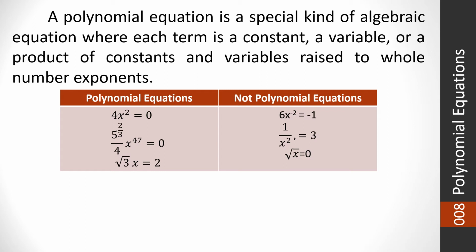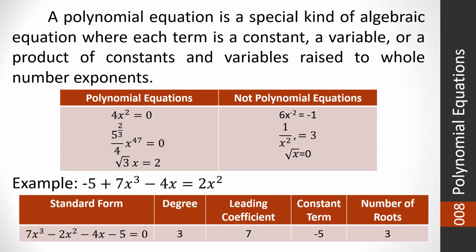Then, let us now try to dissect a polynomial equation. So, example, we have negative 5 plus 7x cubed minus 4x equals to 2x squared. So, para malaman natin yung iba't ibang parts or components na itong polynomial equation na to, we should write this one in its standard form. So, by arranging this and applying APE, our standard form will be 7x cubed. Ito yung mauuna kasi siya yung may pinakamataas na degree or power or exponent. Okay, minus 2x squared. So, nasa kabilang side siya ng equation natin.